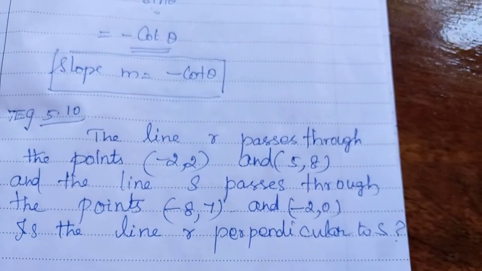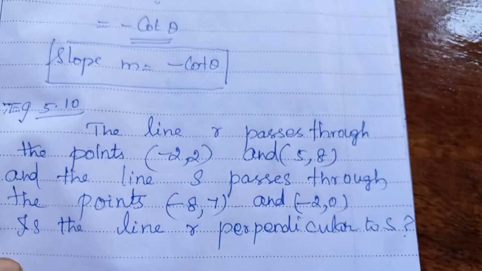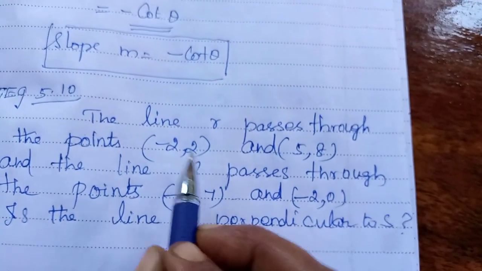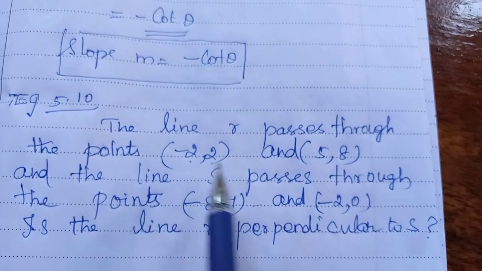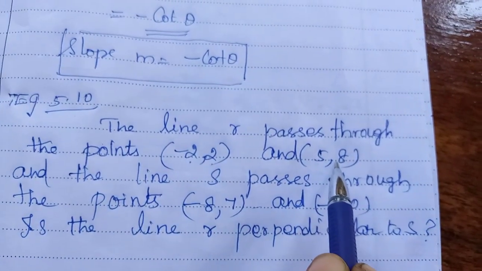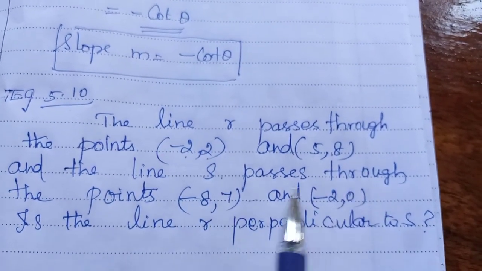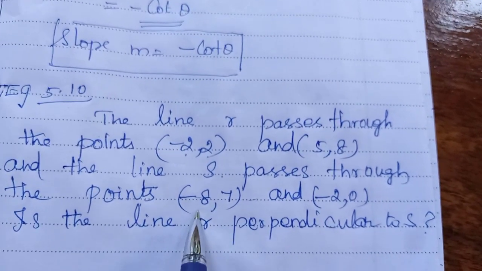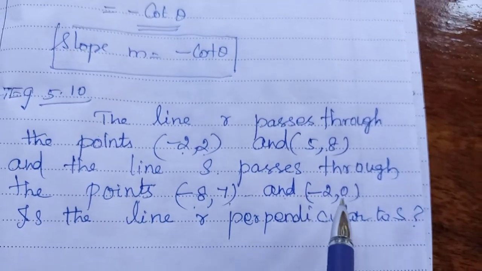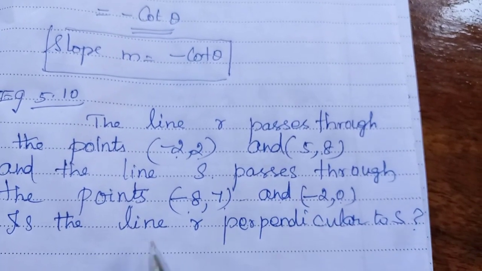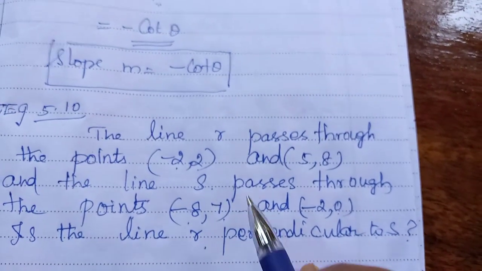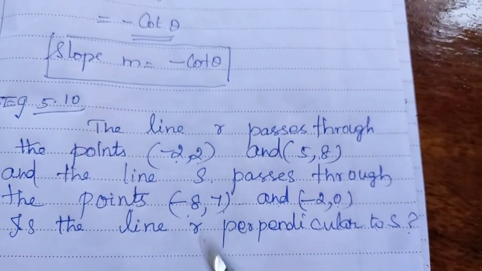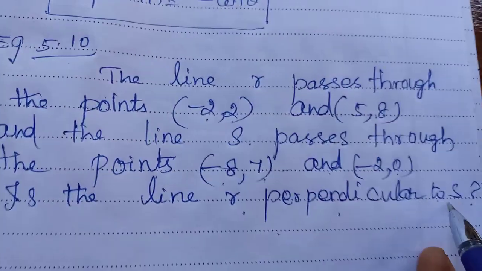R and S, two lines are there. The line R passes through the points minus 2, 2 and 5, 8, as well as the line S passes through the points minus 8, 7 and minus 2, 0. What is the question now? Are the lines perpendicular to each other? Means, is the line R perpendicular to S?